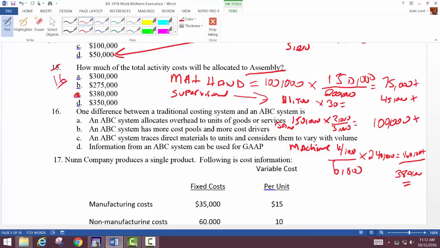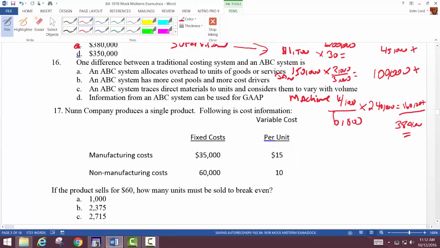Okay, good. One difference between traditional costing system and ABC system is what? And ABC for number 17 has what? More cost pools and more cost drivers, don't they? As we just painfully experienced.